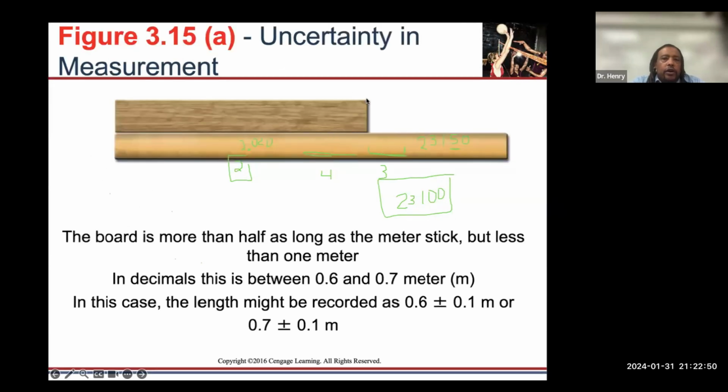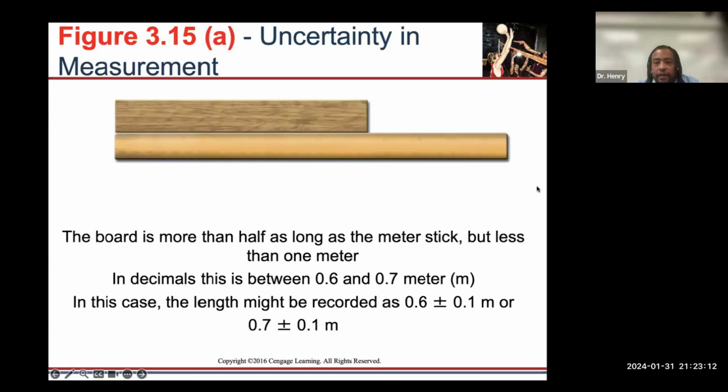Okay, so let me clear. So when we're talking about these measurements, we're talking about those uncertainties. For instance, here we have this ruler, right? If you take a look at this ruler, you can't see any of the measurements on the ruler itself. So when we're looking at this, we can't tell what the value is.